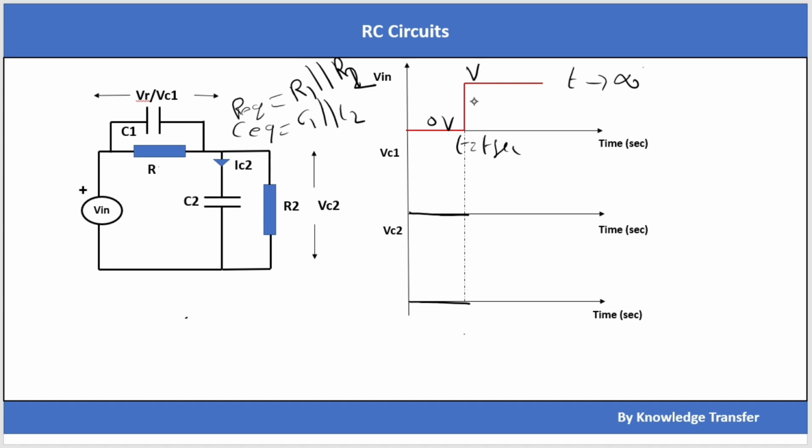At t is equal to t seconds, as the input suddenly jumps from 0 volt to V volt, this input signal has infinite frequency components. So this input signal is being applied to both capacitors because these two capacitors are connected in parallel. If I redraw this circuit, it will look like this: C1 and C2, and this is V. These high frequency signals are applied to both C1 and C2, so for infinite frequency components both capacitors act as a short circuit.